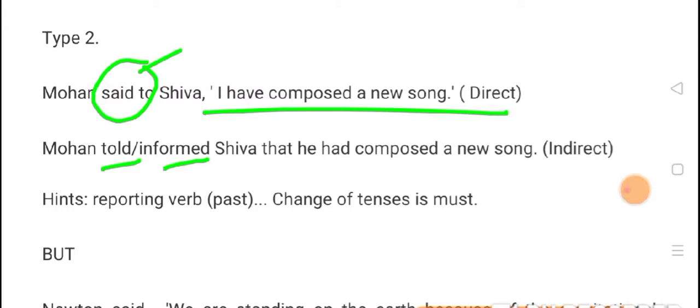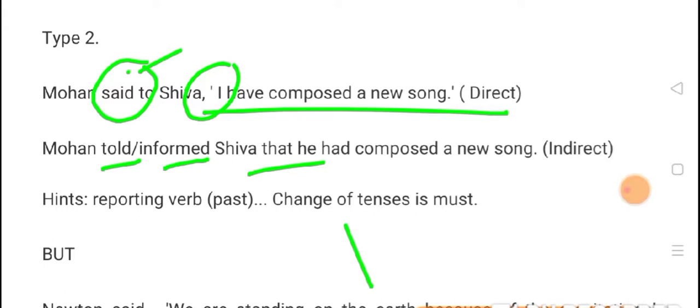According to the meaning of the reported speech, we can change the reporting verb into told, warned, said, informed, like that. So Mohan told Shiva, and after that you have to use a comma. So in place of the comma we have to use that. So Mohan informed Shiva that, and after that I is there, so I is first person. The first person will be changed into the subject of the reporting verb.